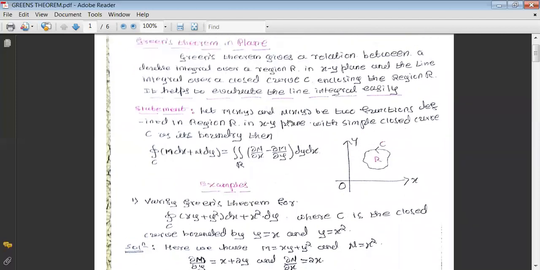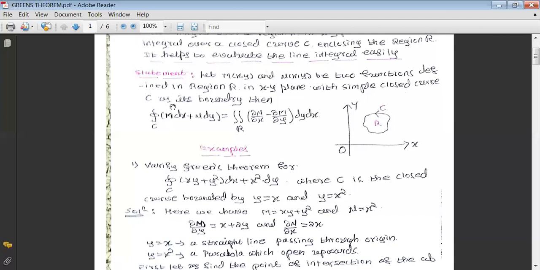Then Green's theorem in a plane states that the line integral over the closed curve C of M dx plus N dy equals the double integral over the region R of (∂N/∂x minus ∂M/∂y) dy dx. Where ∂N/∂x is the partial derivative of N with respect to x and ∂M/∂y is the partial derivative of M with respect to y.